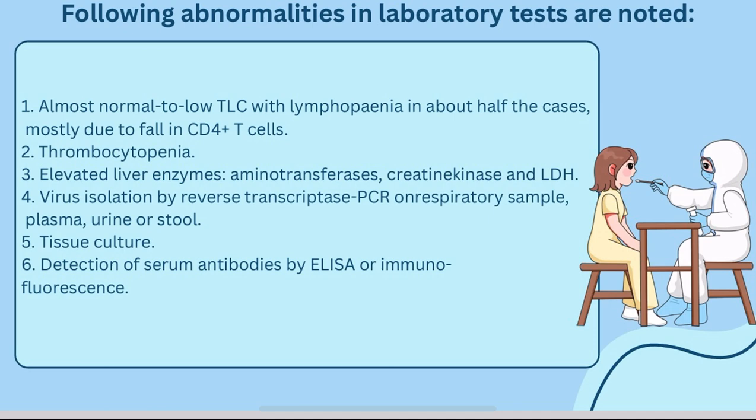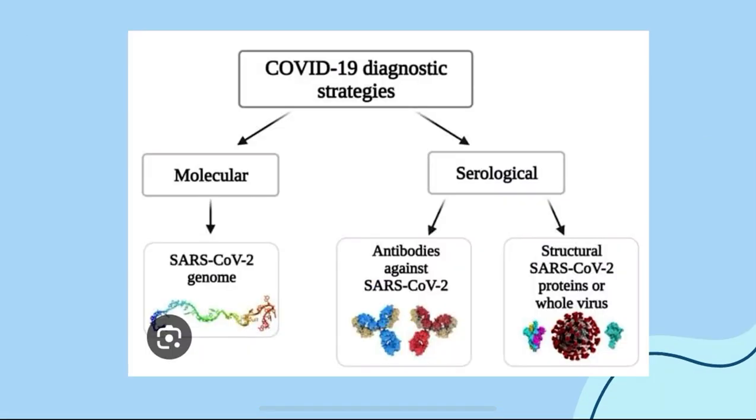We have thrombocytopenia, and elevated liver enzymes like aminotransferases, creatine kinase, and lactate dehydrogenase. Virus isolation is done by reverse transcriptase PCR, polymerase chain reaction, on respiratory samples, plasma, urine, or stool samples. Tissue culture and the detection of serum antibodies is done by ELISA, enzyme linked immunosorbent assay, or immunofluorescence test. Okay, is it clear? Fine. Let's move further.